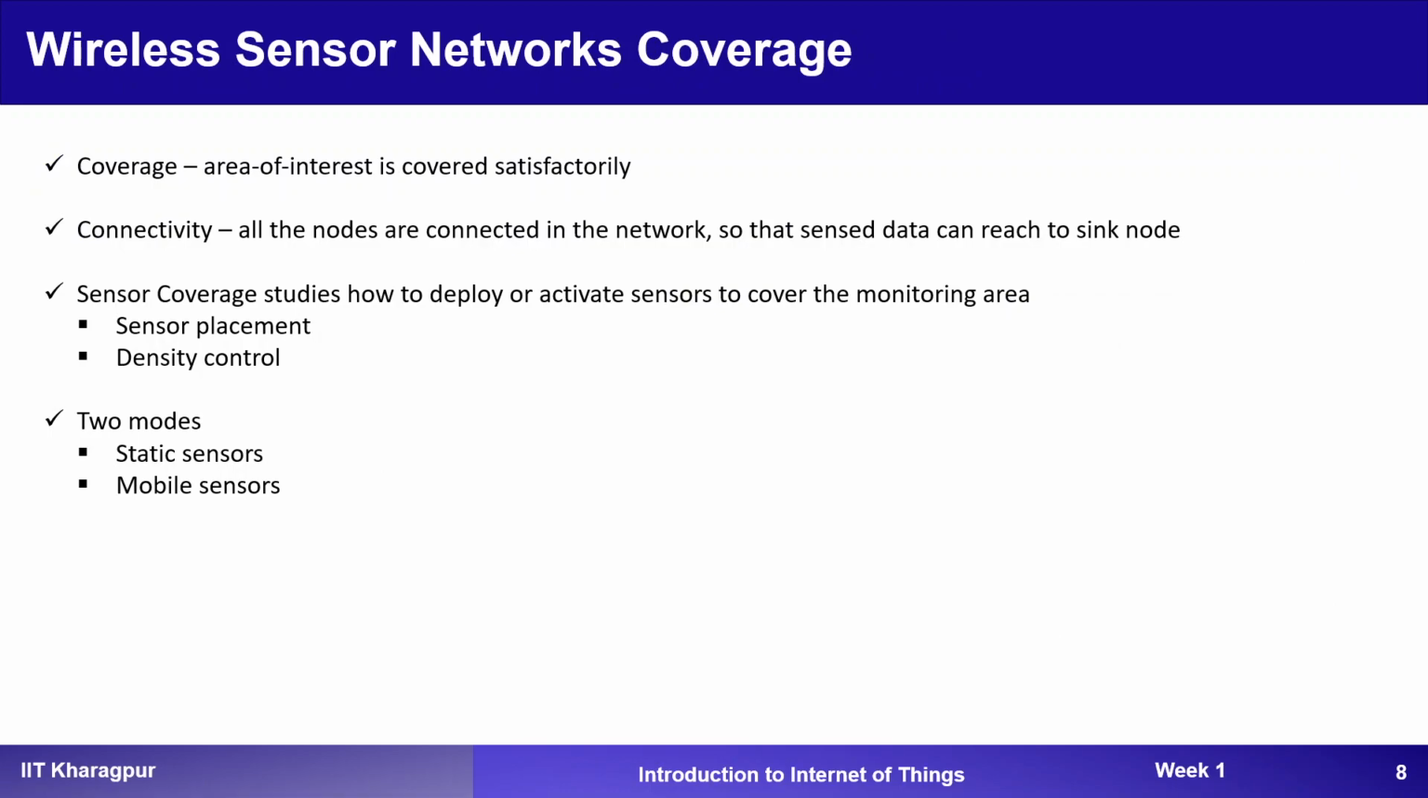Now the next topic is wireless sensor network coverage. So what do you mean by coverage? Coverage is to cover the complete or entire field which we want to sense completely, right? And now what is connectivity? Connectivity means all the nodes which are present in that field should be interconnected to each other such that the whole area or the whole field is covered.